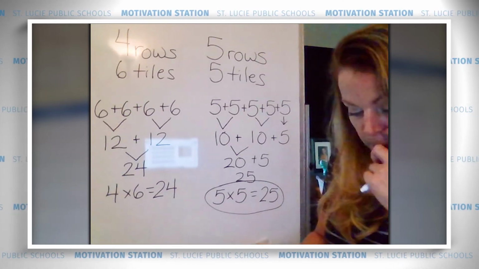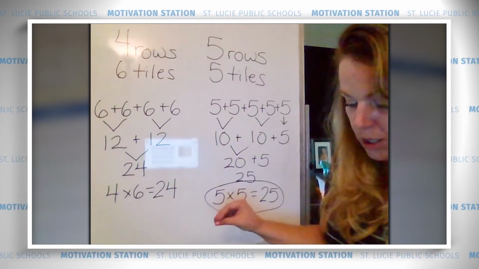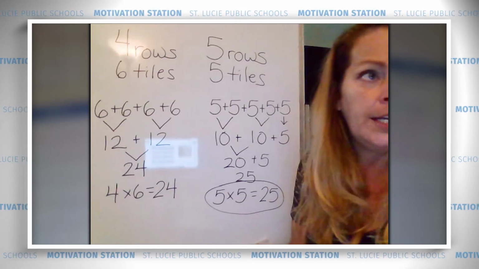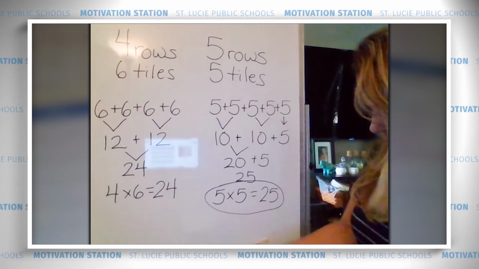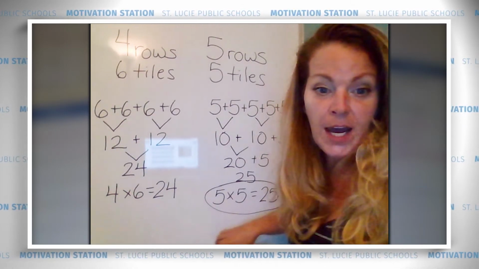All right, so we're going to move on. That was just using our tiles and our arrays. Now we're going to do some more where the lines cross. So we're going to look at page 45 for this one.